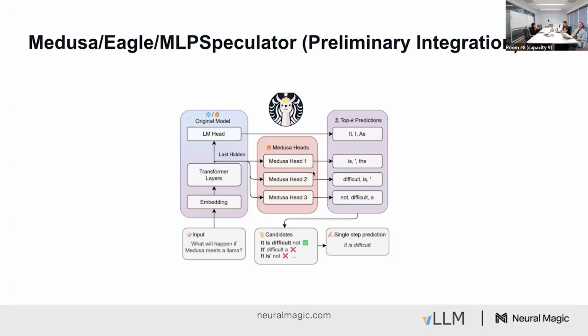So this is the high-level intuition behind those types of methods: they add some extra layers to the original model to propose tokens. We have a preliminary integration of those methods in vLLM, but to really achieve good speedup, it needs some efficient kernels. That's why we are also working actively with the community to further improve the performance of those types of speculative decoding.